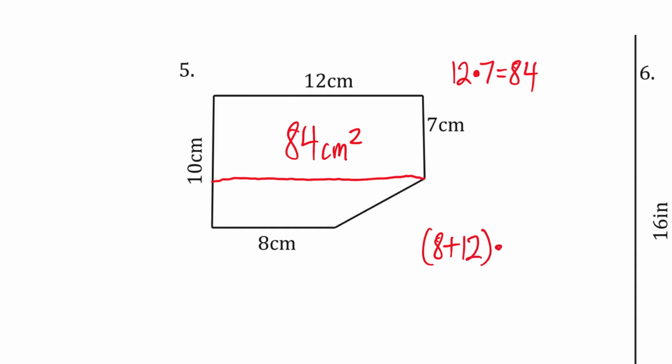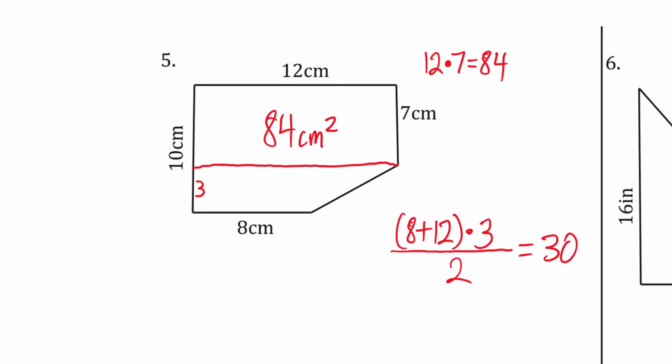Times, okay, the height. What's the height of this trapezoid going to be? 3. Yep. This whole thing is 10. This is 7. So that means that this right here has to be 3. So that's the height. I'm going to divide by 2. So 8 plus 12 in parentheses times 3 divided by 2 is what? It's 30.